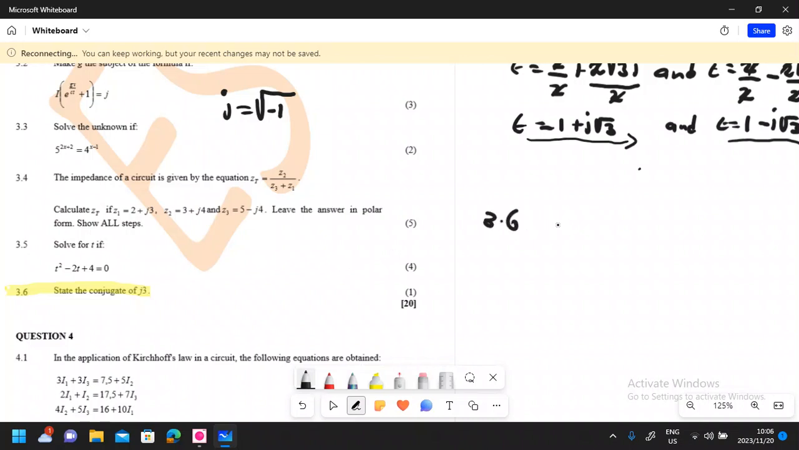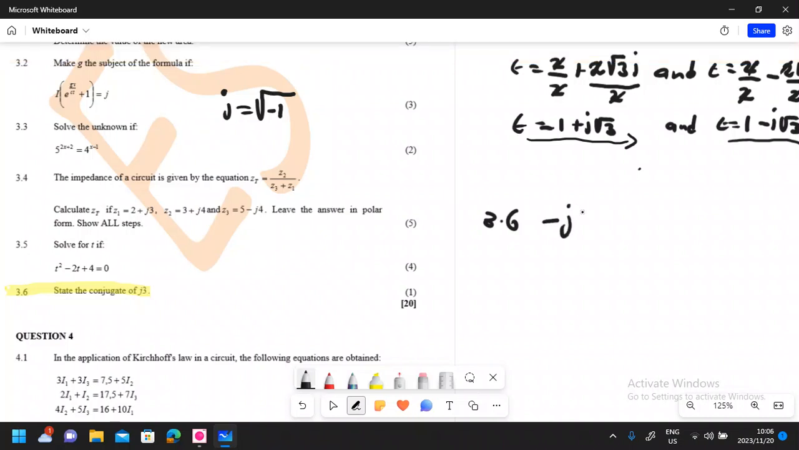Remember the conjugate, it's going to be negative j3. So you can write it like this if you want to, negative j3. If it's positive, the conjugate is going to be negative. If it's negative, the conjugate is going to be positive. That's it. Guys, this is the end of question 3. I hope you understood how we solve the majority of these questions.